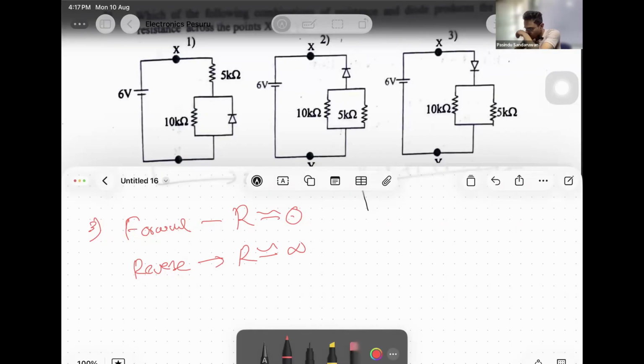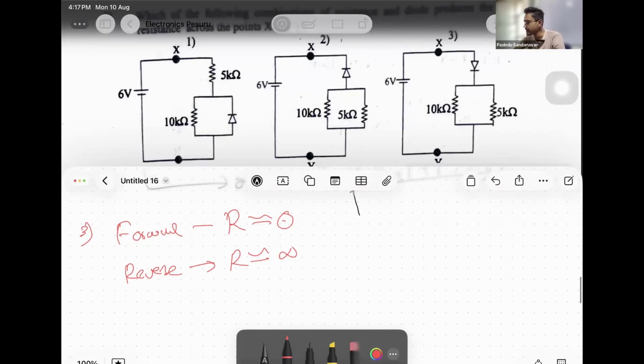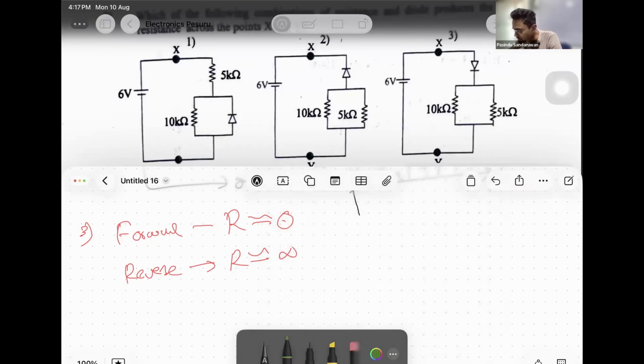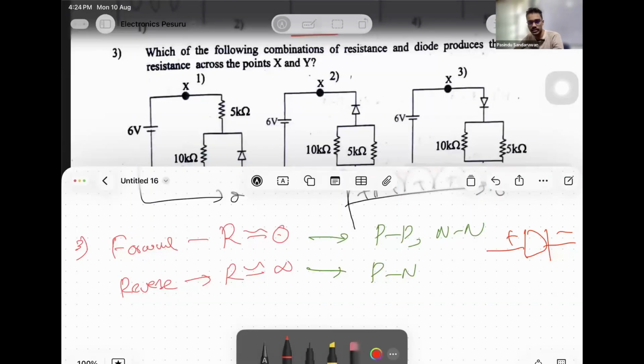Then the other thing is to check whether the diode is forward or reverse biased. What you need to check is if P to P, positive to positive of a diode is connected, that is forward biased. Forward means P to P and N to N should be connected. Reverse means P to N should be connected. I was explaining about question 3.